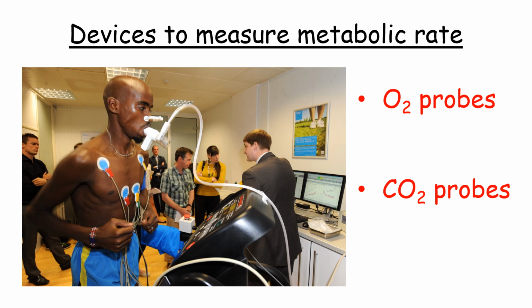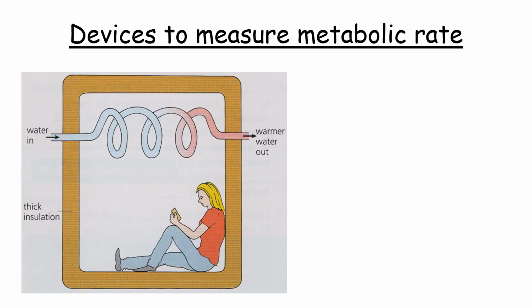They're little oxygen probes. It's like a little sticker that sticks on you in certain parts of your body, and that can measure how much oxygen you are taking in or how much carbon dioxide you're taking out. So if you wanted to measure metabolic rate, one of the ways could be oxygen probes to measure oxygen consumption or carbon dioxide probes to measure carbon dioxide production.